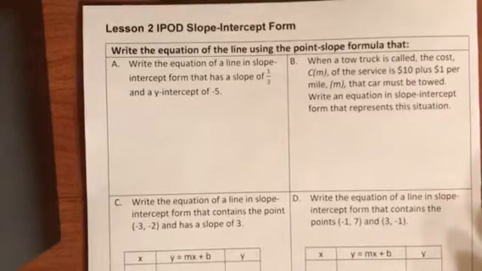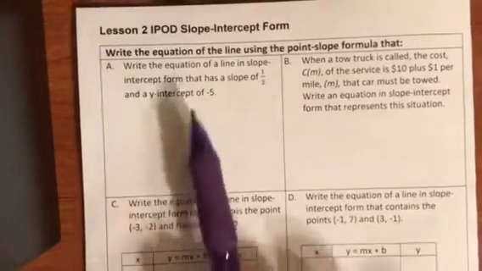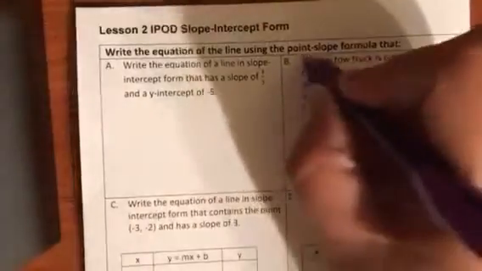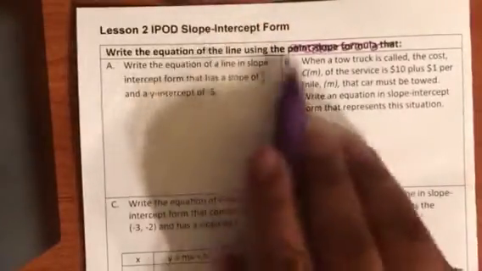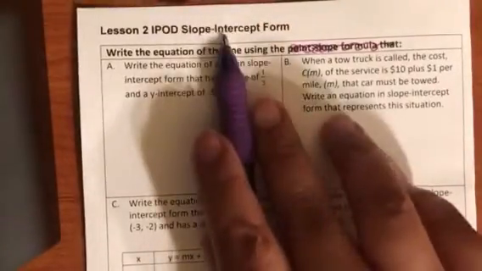Okay, we'll be covering point slope form, lesson 2. And the directions are actually incorrect on here. We need to write this in slope-intercept form. So we're just going to know that this is what it's asking for.